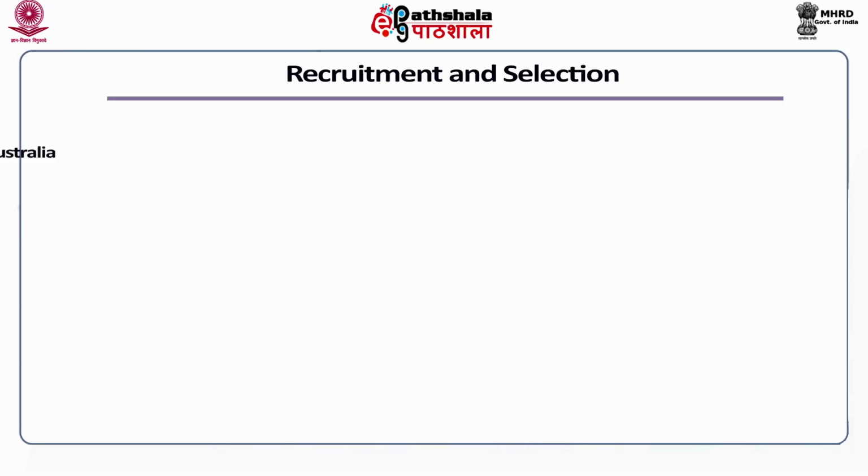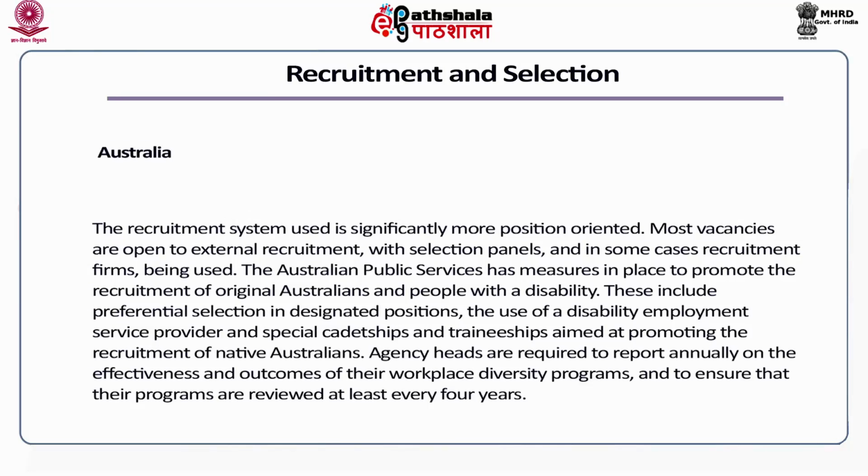Next country is Australia. The recruitment system used is significantly more position oriented. Most vacancies are open to external recruitment with selection panels and in some cases recruitment firms being used. The Australian Public Services has measures in place to promote the recruitment of Aboriginal Australians and people with a disability.